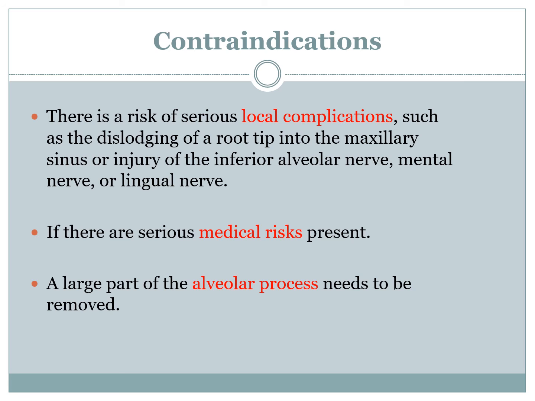If going for the lower tooth, the third molar extraction, with the open method, what will happen? It will damage the inferior alveolar nerve. And if you raise the flap, there is a high chance of lingual nerve damage. If there is a serious medical risk present, a high chance of medical compromise, don't do it. And a large part of the alveolar process needs to be removed, because when you go for the open method, a maximum amount of bone removal will be done. Then only can we take out the root fragments from the socket.